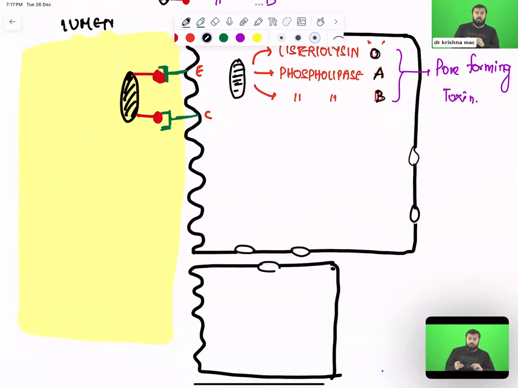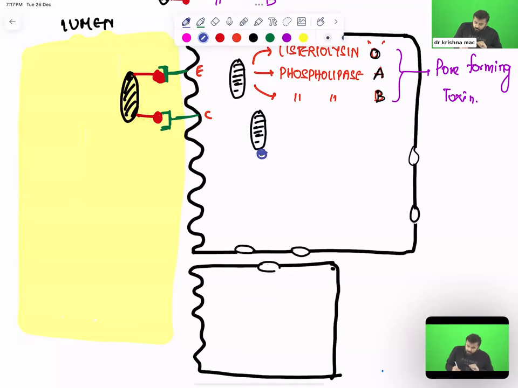Now, what will happen? After releasing the toxins, now it is happy. Within our body cell, there is a protein called ACTA. ACTA means actin A. Actin, you know, actin filaments. So that protein is called the ACTA protein. All of you look here. Now what will this ACTA protein do?